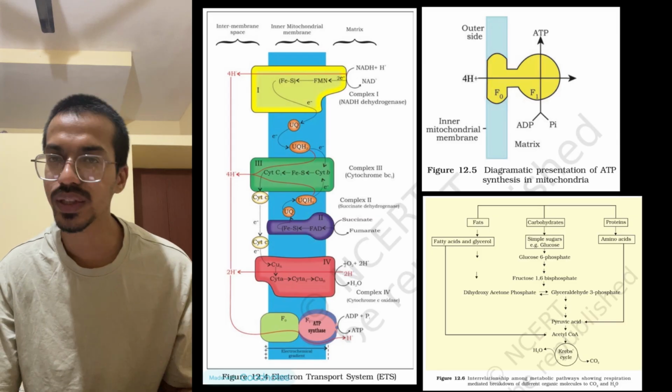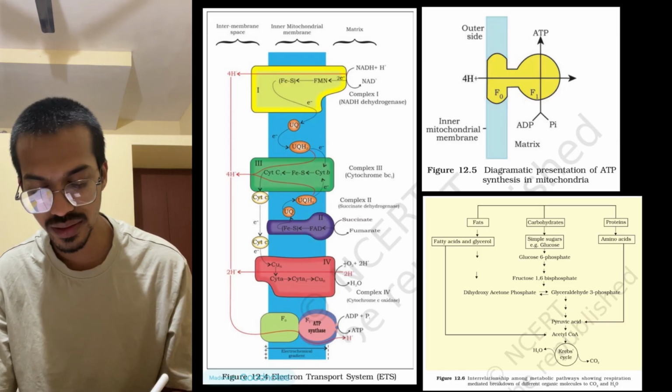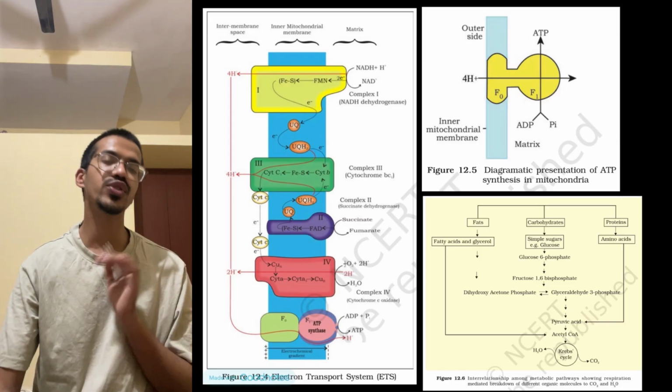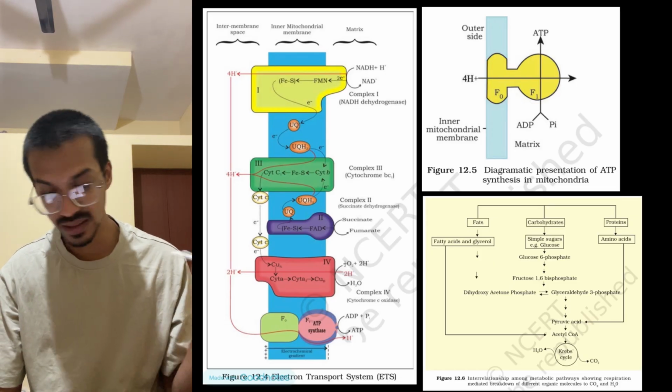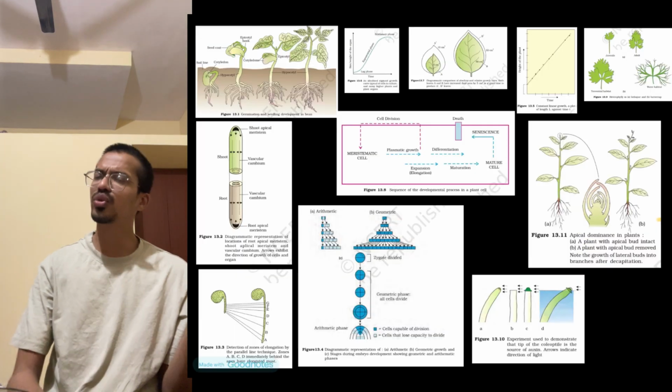Then comes what, except carbohydrate, which goes with this cycle, what about if fats and proteins are being taken up as a respiratory substrate? Then they add up over these points, which you have to remember. With this, the respiration in plants is over. Next comes plant growth and development.